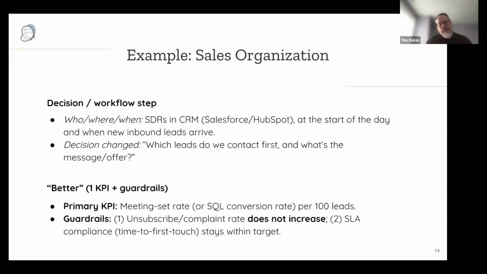The KPI in this case is the meeting rate. So if we look at 100 leads and the SDR is reaching out to them, what fraction of those are converted into meetings? Now, the guardrails in this case could be: that's great, we want to get more meetings, but we don't want the unsubscribe rate to go up, or we don't want people complaining about how annoying our SDRs are. So guardrails could be something like that.